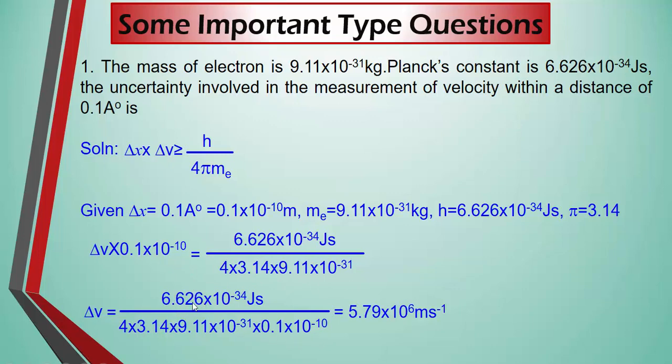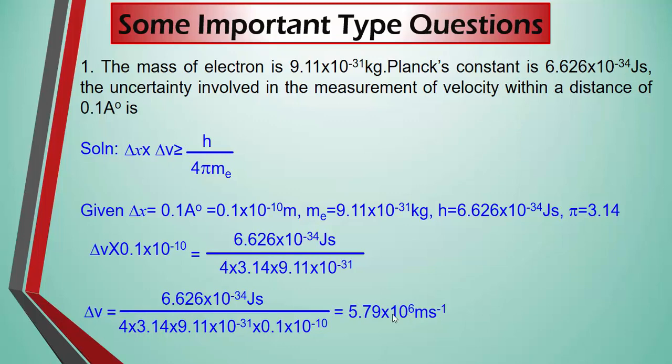So on simplifying this, you're going to get the value as 0.579 into 10 to the power 7. And when you shift the decimal to the right, you're going to decrease the power of 10 by 1. So that is going to be 10 to the power 6. So you need to be very careful.